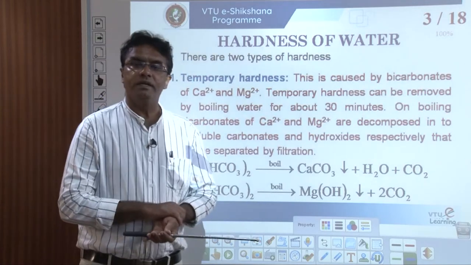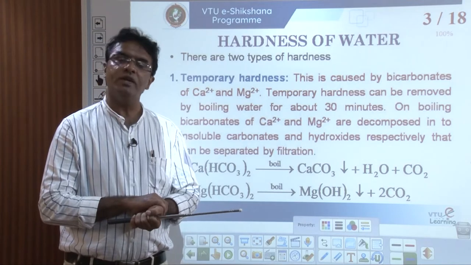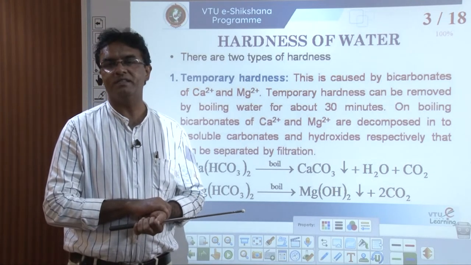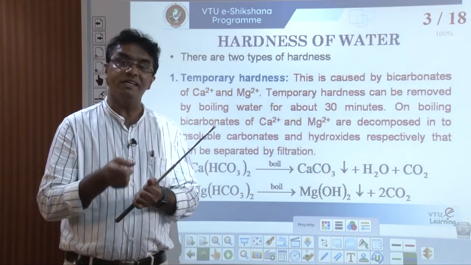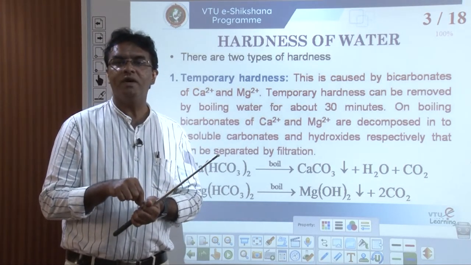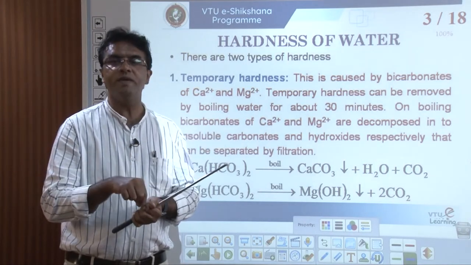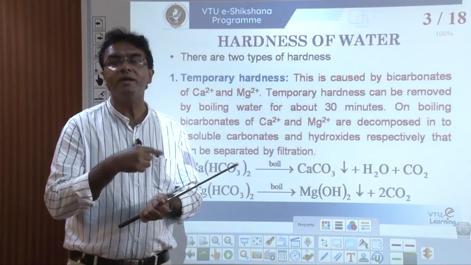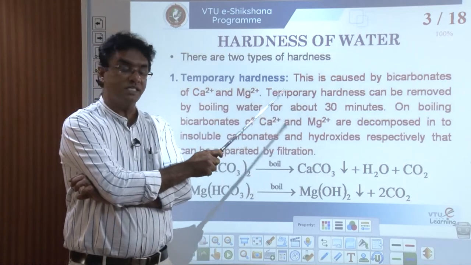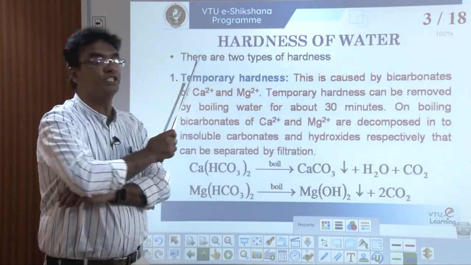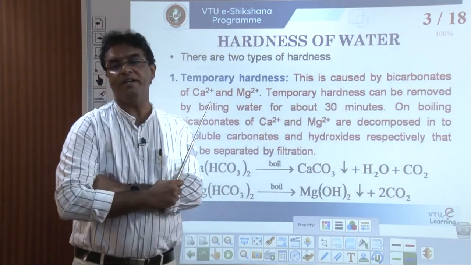Then, when it comes to hardness of the water, there are two types of hardnesses. One is temporary hardness, another one is permanent hardness. Or the other way around, we can classify water itself as permanently hard water and temporarily hard water. Otherwise, hardness is classified as temporary hardness and permanent hardness. Whenever the hardness of the water is due to bicarbonates of calcium and magnesium, that kind of hardness is what we call temporary hardness.